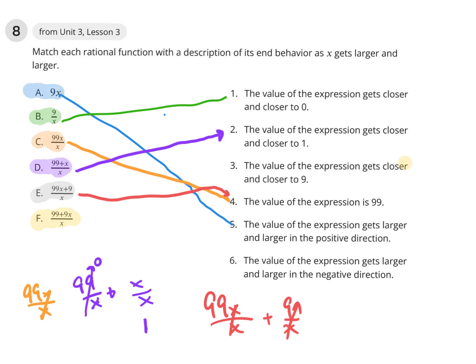Okay, finally, F. F is also a simple fraction that can be separated into 99 over x plus 9x over x. This side goes to 0. If we cross the x's out, we get 9. So F goes to 9.